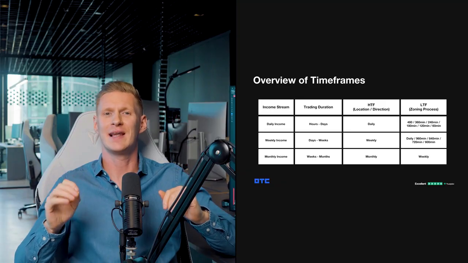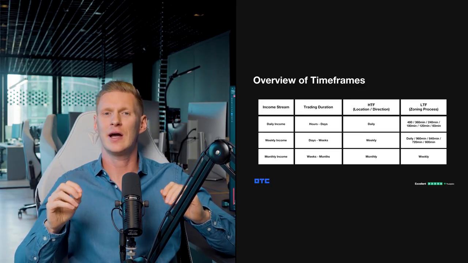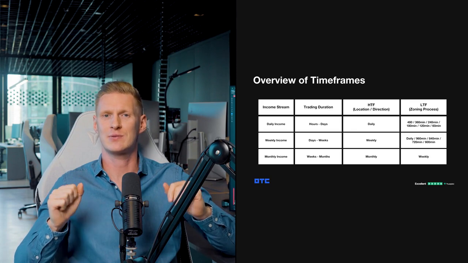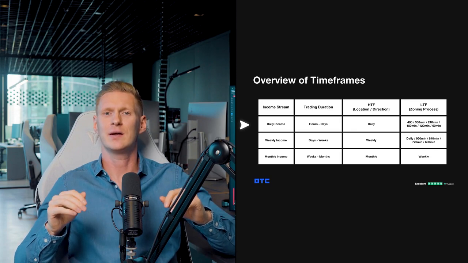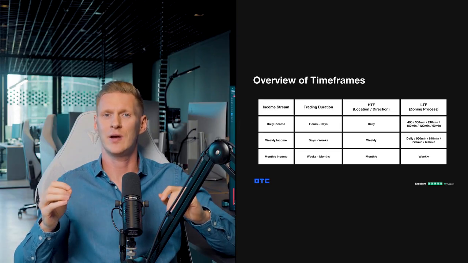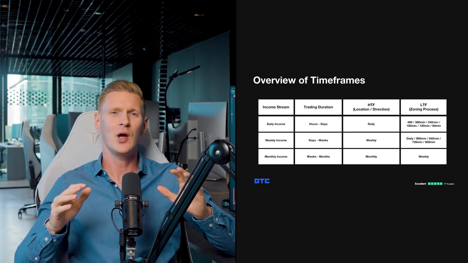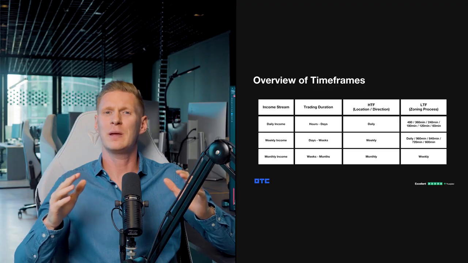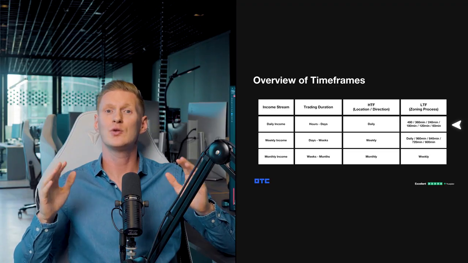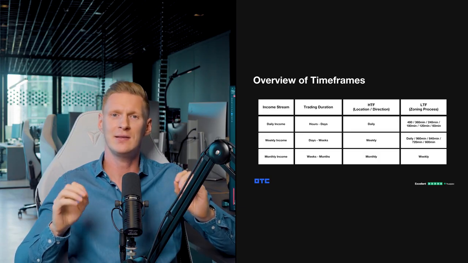Take a look at this slide, which lays out the exact higher and lower time frames for each income stream. Let's start with daily income. Here, we use daily charts as our higher time frame to determine location and direction. Then we drop down to anything between the 480-minute to 60-minute charts for more precise entries and exits.